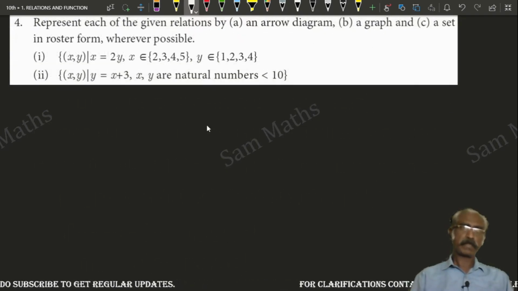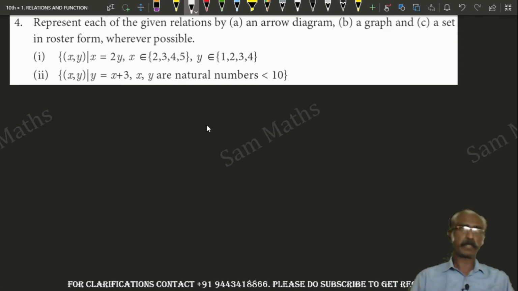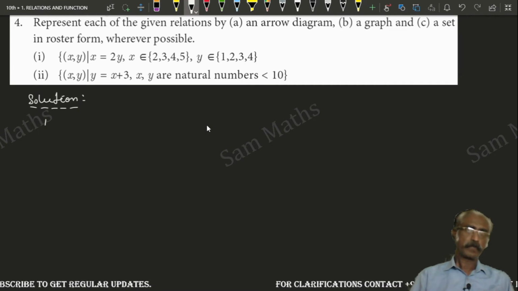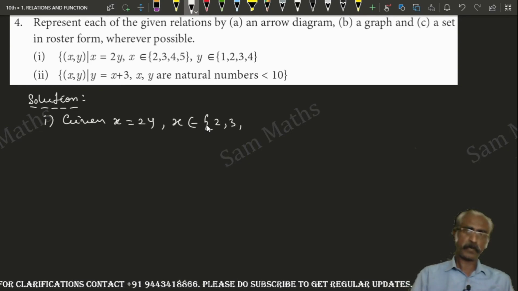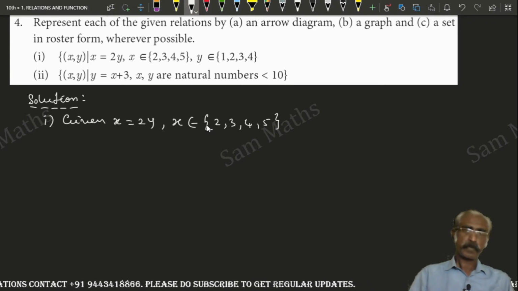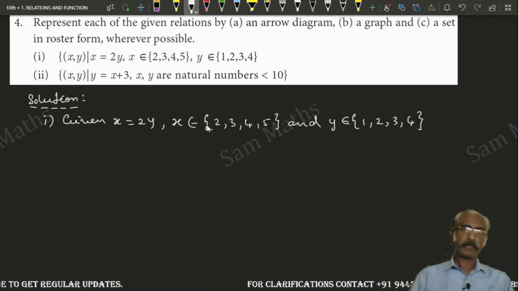Fourth question: represent each of the given relations by an arrow diagram, a graph and a set in roster form. Solution, first one: given x is equal to 2y, x belongs to {2, 3, 4, 5} and y belongs to {1, 2, 3, 4}. Now we have to substitute the values in the respective places.